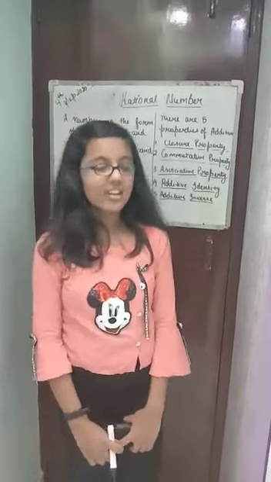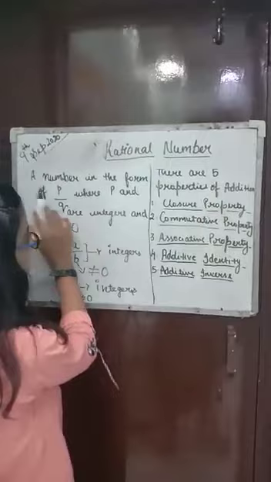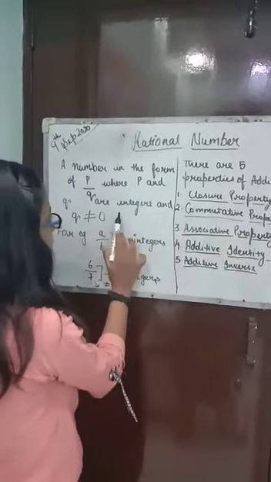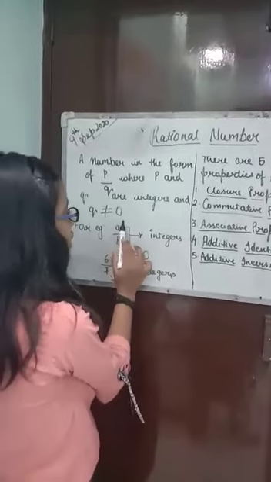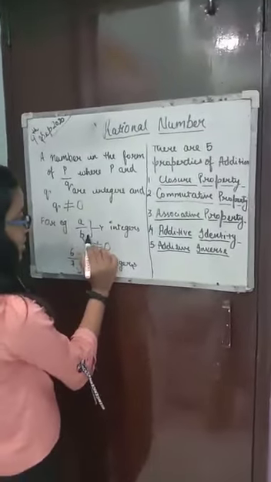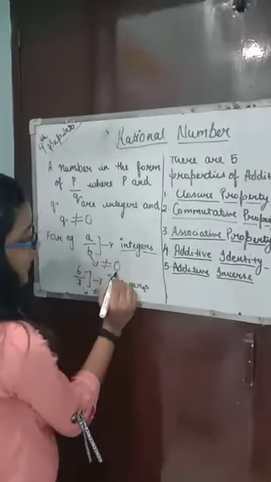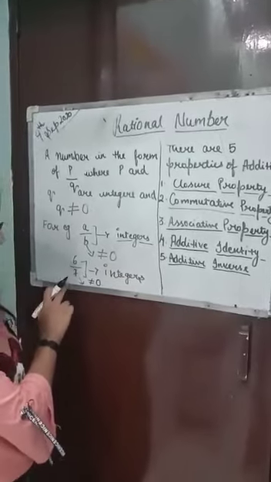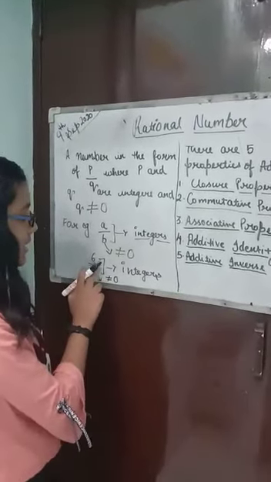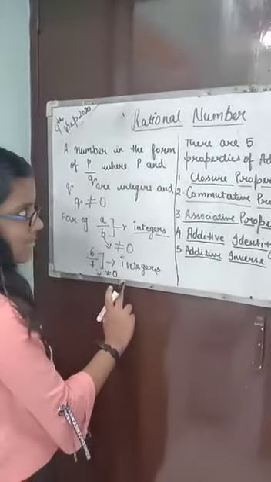So let's begin. But first we want to know what is a rational number. A number in the form of p by q, where p and q are integers and q is not equal to 0. For example, a by b is a rational number, and a and b are integers and b is not equal to 0. A numeral example is 6 by 7 is a rational number, 6 and 7 are also integers and 7 is not equal to 0.